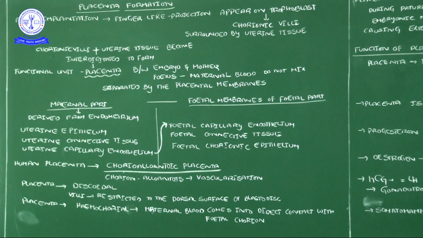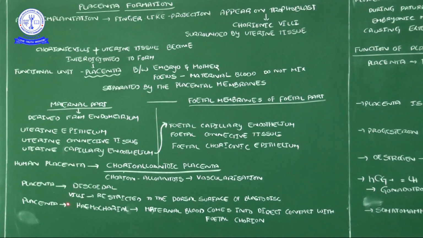Don't imagine that is a placenta. Placenta is different and umbilical cord is different. Okay, so here a structure connecting the maternal part and the fetal part, that we call a placenta. The human placenta we call discoidal.